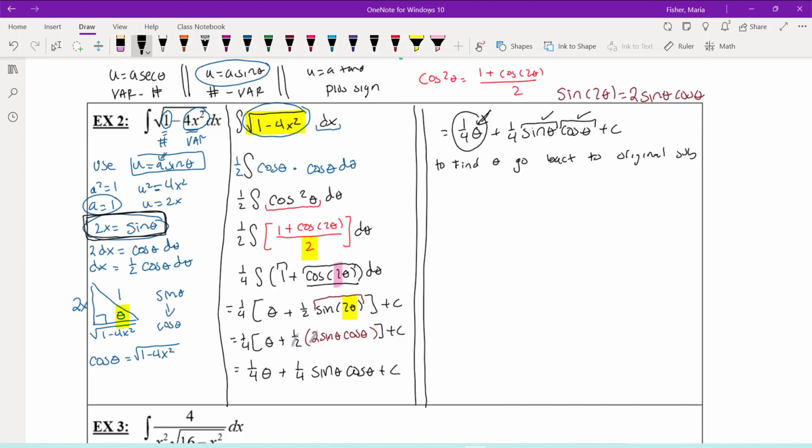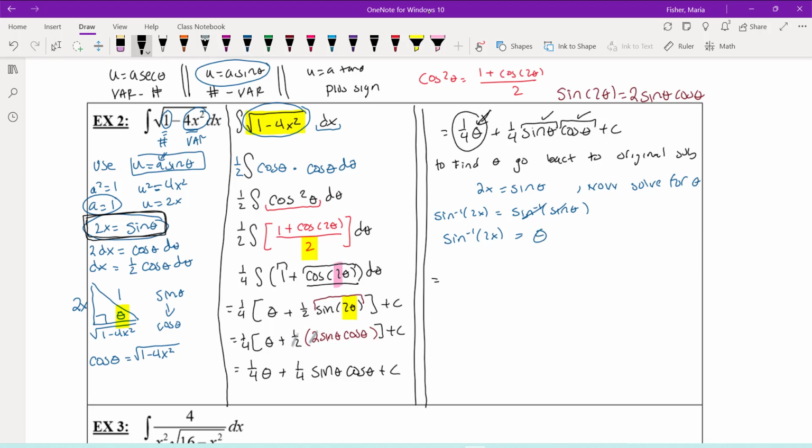The original substitution is 2x equals sine of theta. Now solve for theta. How do I solve for theta? I have to get rid of the sine, so I take the inverse sine of both sides. The inverse sine of 2x equals the inverse sine of the sine of theta. These opposite operations cancel, and the inverse sine of 2x equals theta. Now we can use that to finalize our answer.